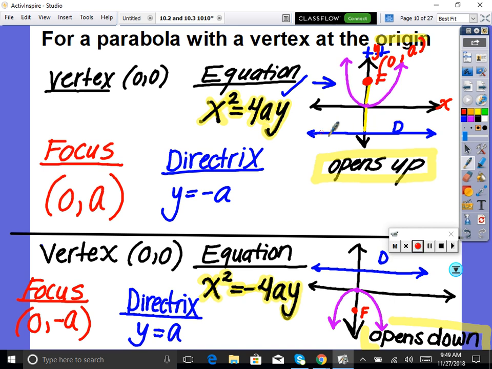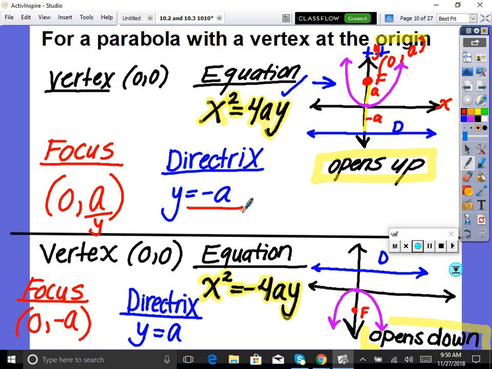It's going to be just opposite of that. Do you guys see how it's a? This will be negative a, because look, it's down in the negative now. Since that's up a distance of a, this will be down a distance of a right here. So now that's going to be down at y equals negative a. Now look, y equals a and y equals negative a are opposites. That's how it's always going to work.